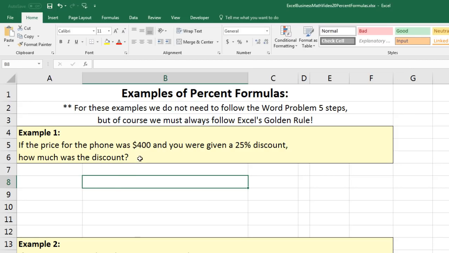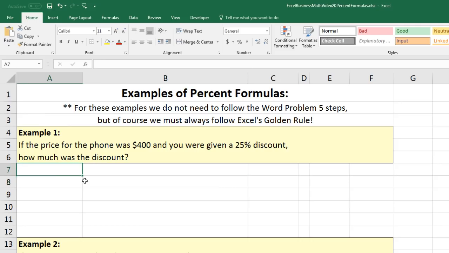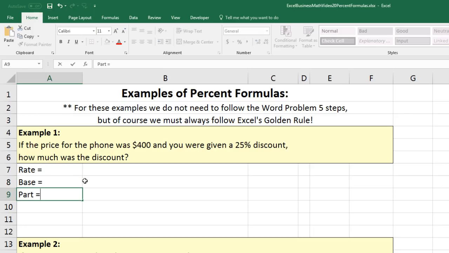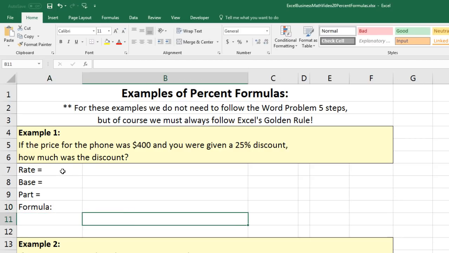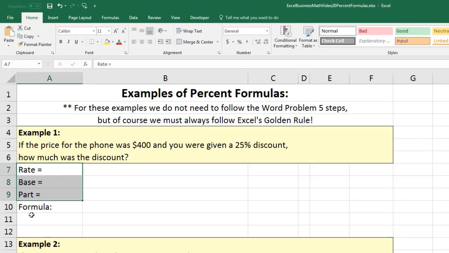If the price of the phone was $400 and you were given a 25% discount, how much was the discount? Now, every single time, here's what you do. You might be able to do this one in your head, but immediately you go, OK, 3 parts. I'm going to type rate, base, and part. I'm also going to type every single time, what formula should I use? Now, every time, and we'll actually copy and paste this every time we solve a problem here.